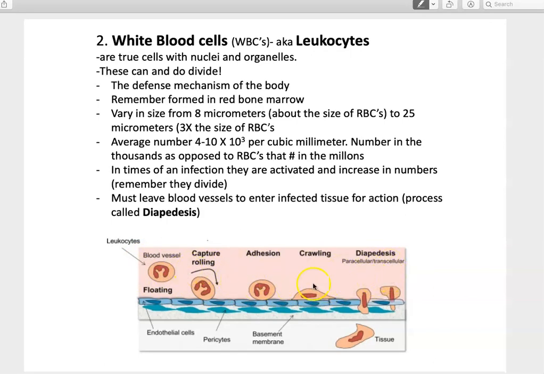Now this little picture is a good little picture. So the blood's just flowing around, and if your body senses that there's an infection somewhere in some tissue, what's going to happen to these white blood cells? They are going to leave. They have to leave the blood vessel to get to the tissue. So they are going to roll and attach to the endothelium, and they're going to squeeze out through the endothelium. This is called diapedesis. They squeeze through the endothelium, and then they go to the tissue where they are needed. Kind of cool.